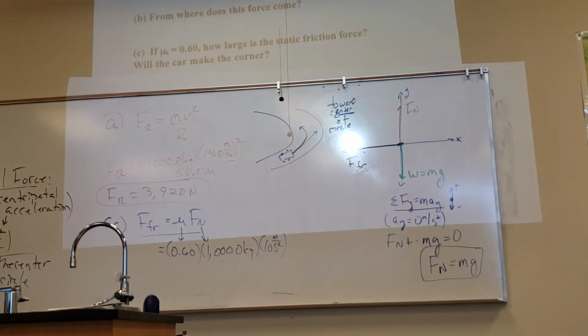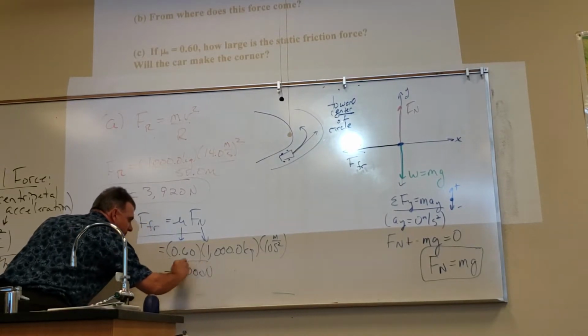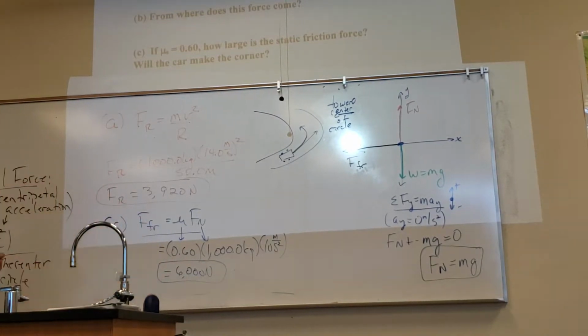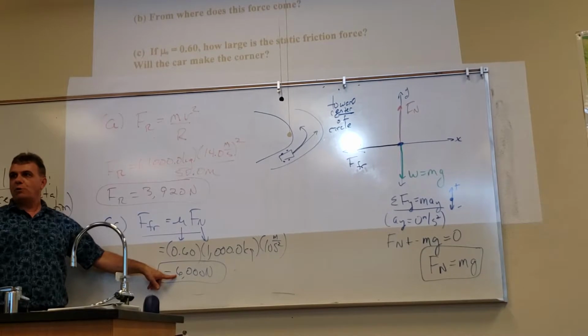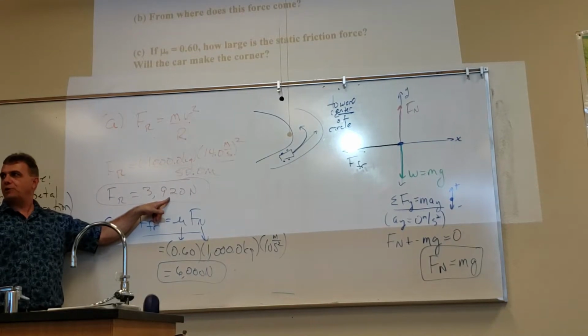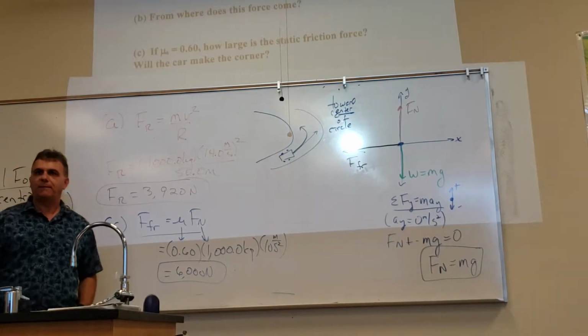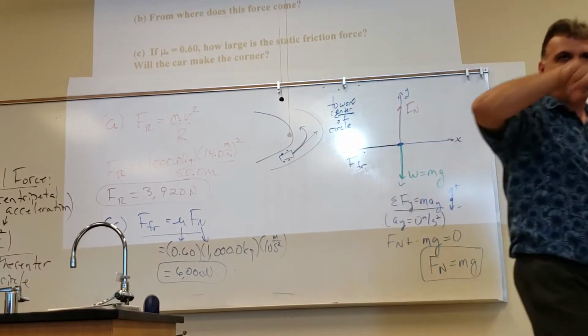1,000 times 10 is 10,000, and then I take 60% of that: 6,000 newtons. So friction can give me up to 6,000 newtons. To go into the circle, I need about 4,000. Is the car going to do it? You have enough friction, right? There's enough stickiness with the tires to provide circular motion.